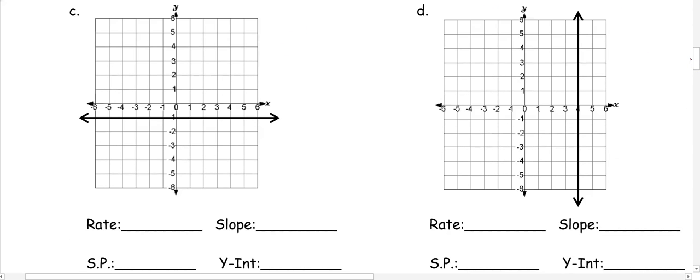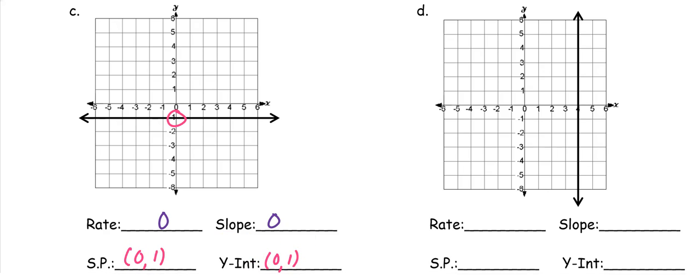Letter C is a horizontal line. Remember from when we've talked about lines that are horizontal before, if it's horizontal, our rate and our slope is 0 because there's no change. The line's just flat. The y-intercept is where it crosses the y-axis, so our y-intercept would be 0, negative 1.